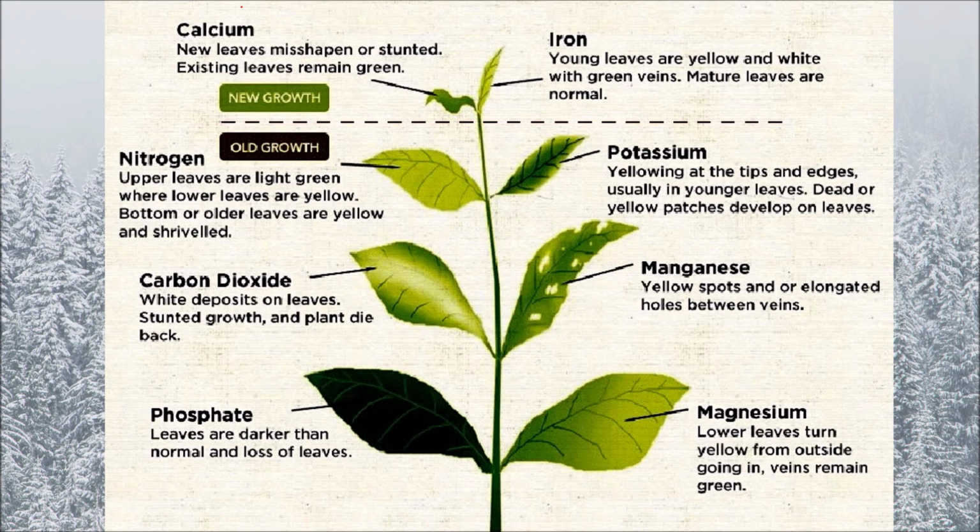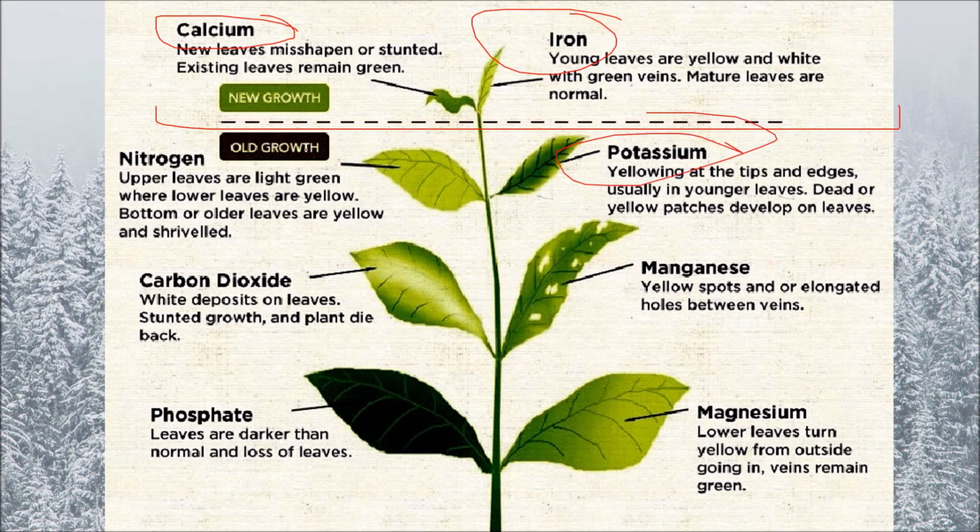Now, talking about the different nutrient deficiency symptoms visible in the plants. New growth, new leaves, are symbolizing the deficiency symptoms of elements like calcium, iron, potassium. The old leaves, the old parts of the plants, are showing the deficiency symptoms of major nutrients like nitrogen, carbon dioxide, phosphorus, magnesium, and manganese. For example, if we say calcium, we see that the leaves are misshapen, they are stunted. It denotes calcium deficiency.